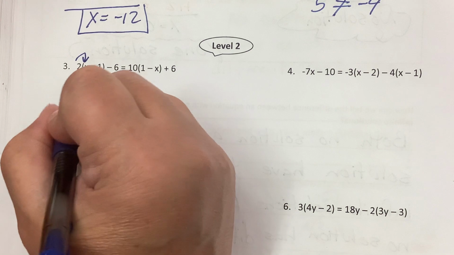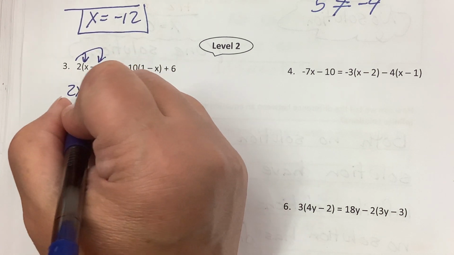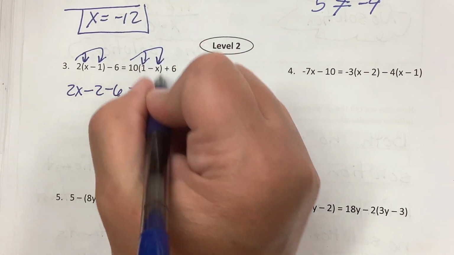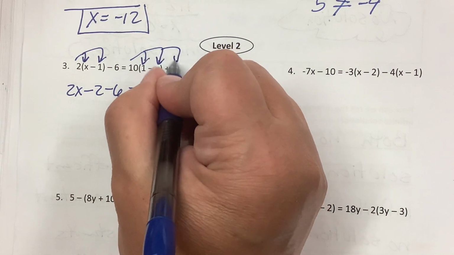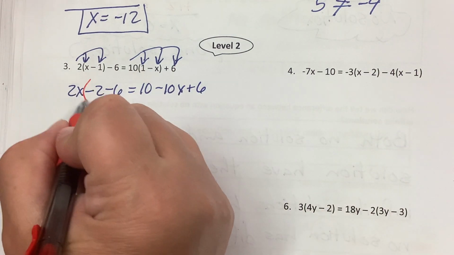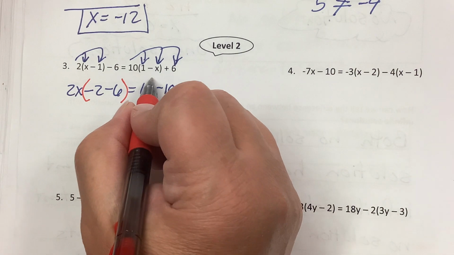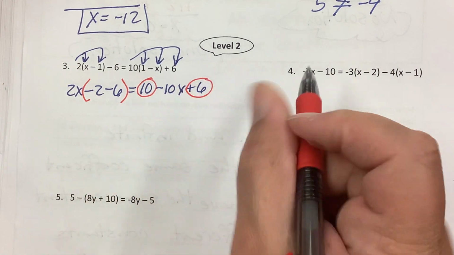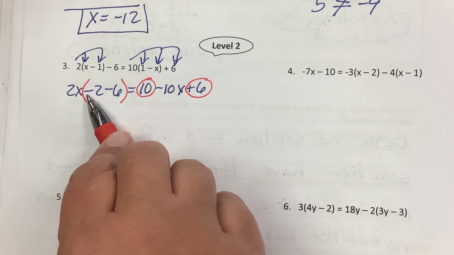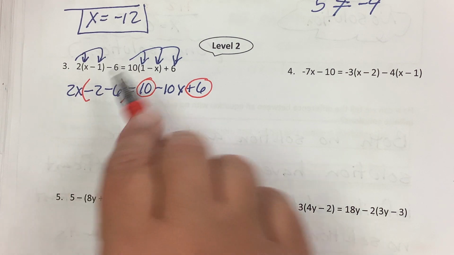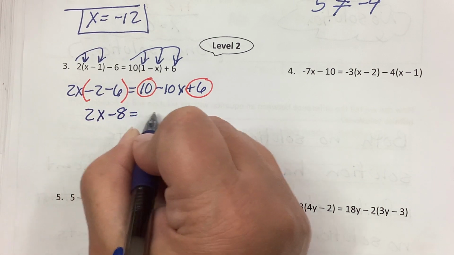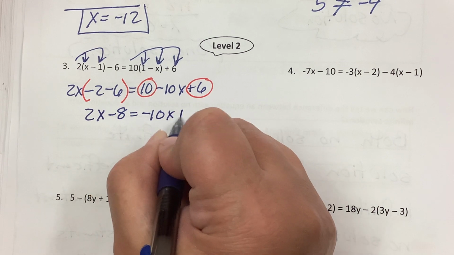2 times x, 2x. 2 times minus 1, minus 2, minus 6, equals 10 times 1, 10. 10 times minus 10x, plus 6. All right, let's do some combining like terms. Negative 2 minus 6, and then 10 plus 6. The number always gets the sign in front of it. So this sign is positive, so that's plus 6. This sign is minus, so it's negative 6. You always suck up the sign in front of the number. So here I have 2x minus 8 equals negative 10x plus 16.